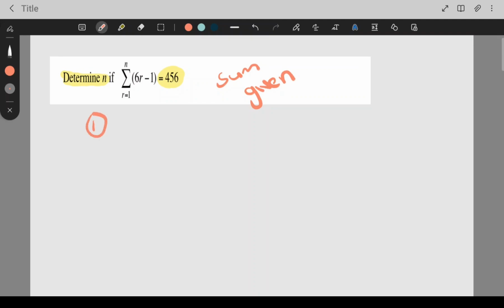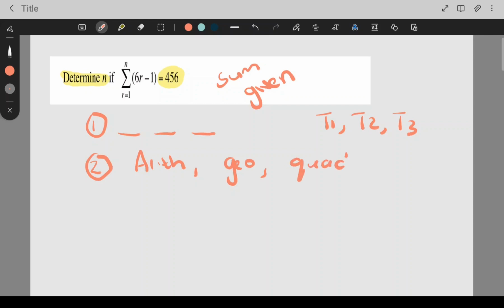Step number 1 is find the first 3 terms. You can't find the last term because it's N on top. So find term 1, term 2, and term 3. Then you have to decide, is this an arithmetic or geometric series? Let's figure out, is it arithmetic, is it geometric, or even quadratic. Then step number 3 is, because there's sigma notation, we're going to work with the sum.